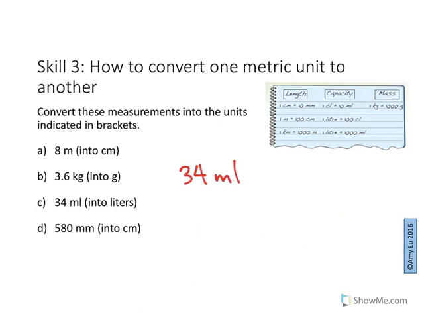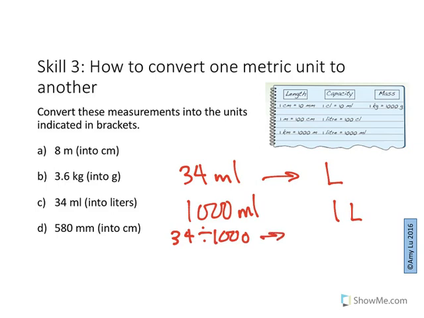Okay, 34 milliliters into liters. I know that in 1 liter, I have 1,000 milliliters. So what I'm going to have to do here is divide 34 by 1,000 in order to get to liters. So that means I have to move it 3 decimal spaces to the left. Ignore that decimal. 1, 2, 3. So the answer is 0.034 liters.